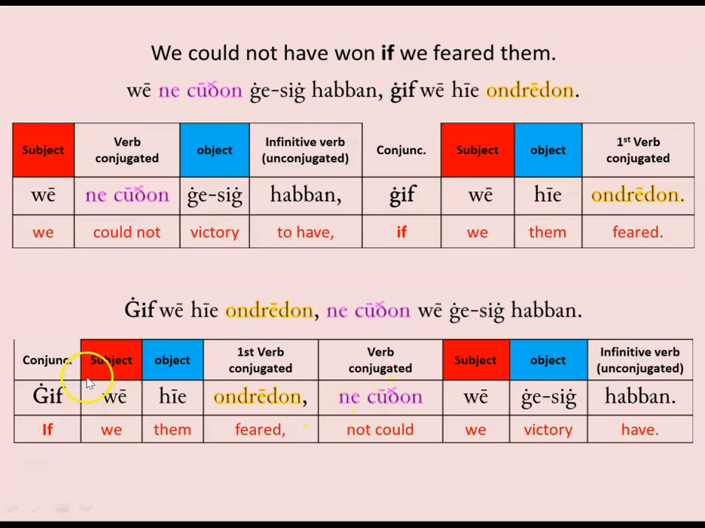So what we now have to say the same thing is: if we him on ondredon, ne cudon we sige habban. Nothing's changed except that we've taken the secondary clause and put it out front. We've taken the primary clause and swapped the verb and the subject. In the first two places, they've swapped place. And that's the rule.